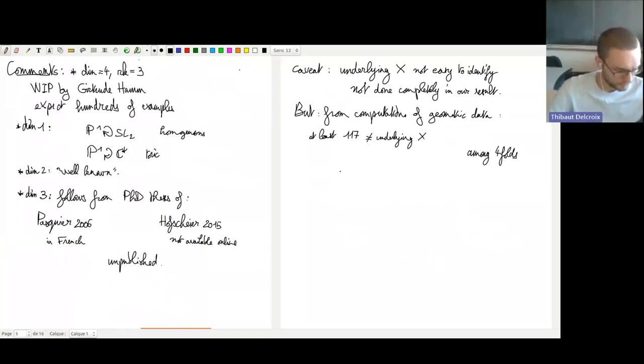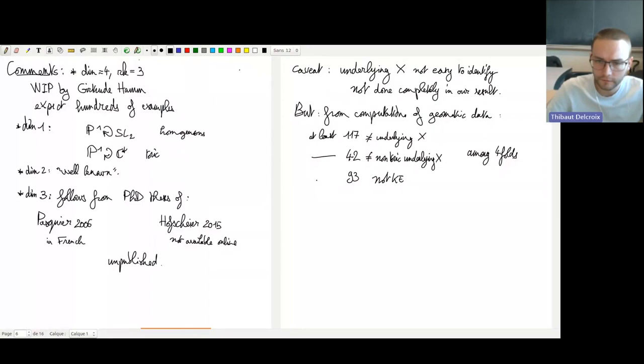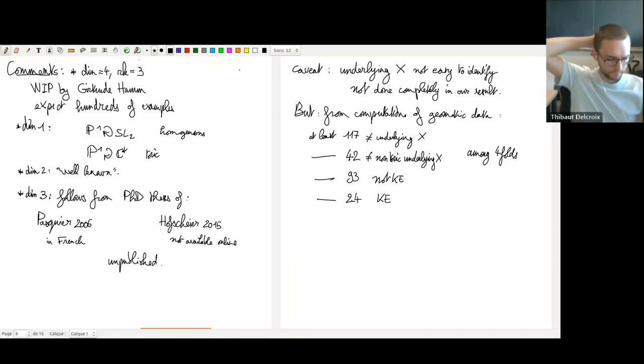which is 260, and among these, at least 42 are different non-toric, meaning the action not considered. So the underlying X does not admit a structure of toric variety. You can find at least 42 among these, and at least 93 are not KE, so it's always at least since we do not identify all, and at least 24 are KE. Okay.